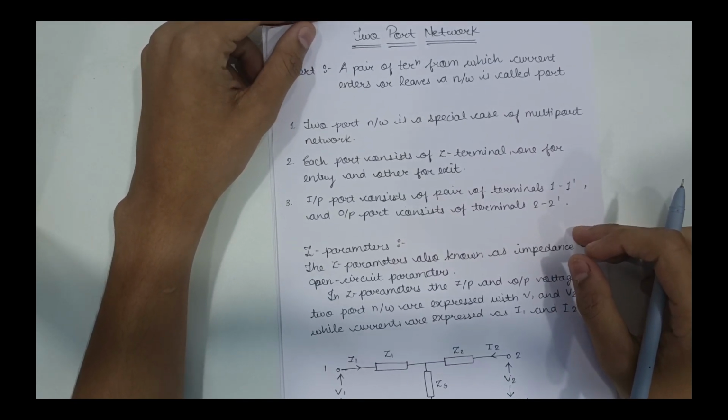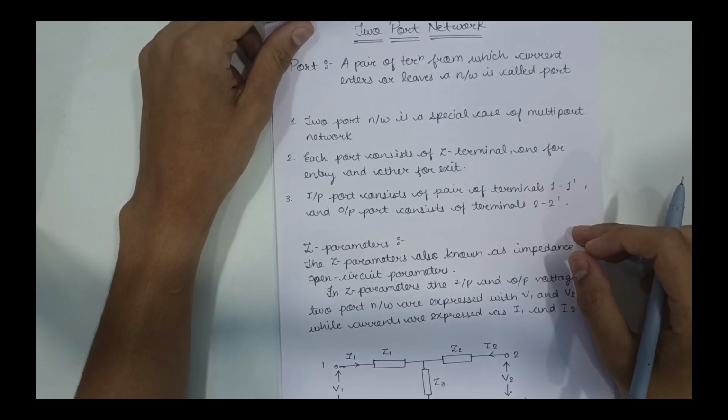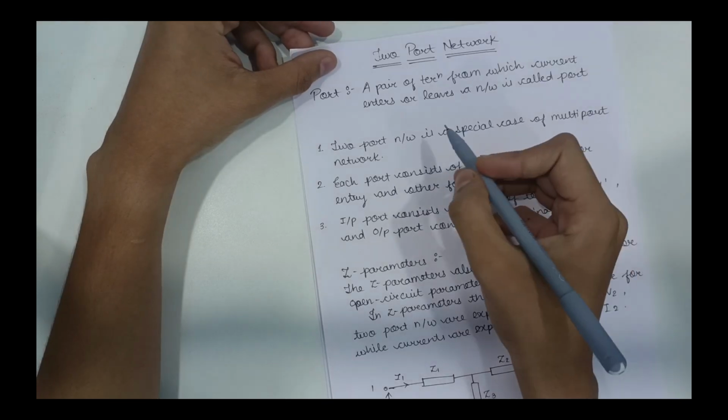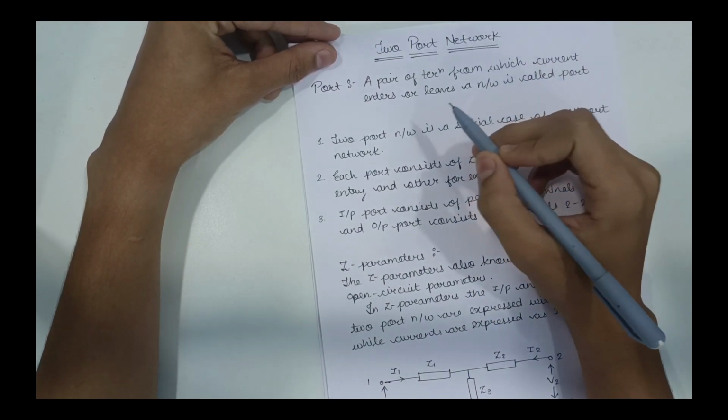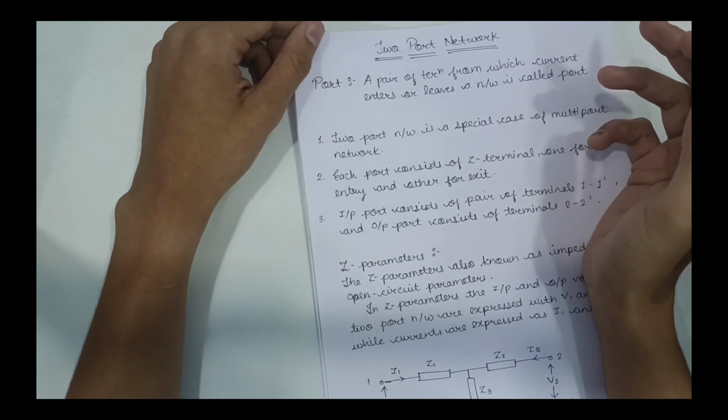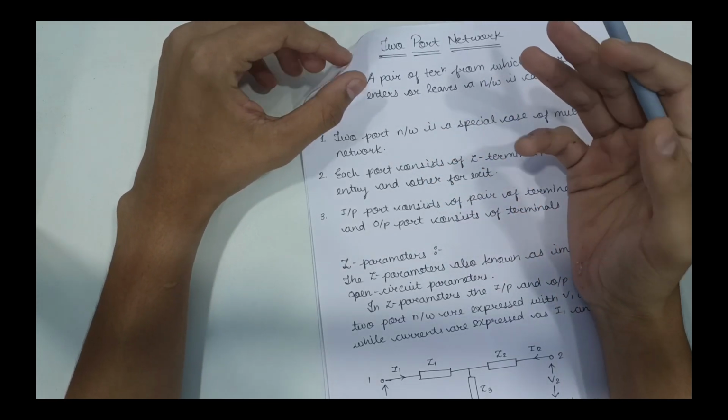Today I am going to teach you a topic, two-port network, as an assignment for the network analysis subject. First of all, I am going to tell what a port is. A port is a terminal from which the current enters and leaves. As an example, we can take a transformer, to which we give the input and from which we acquire the output.